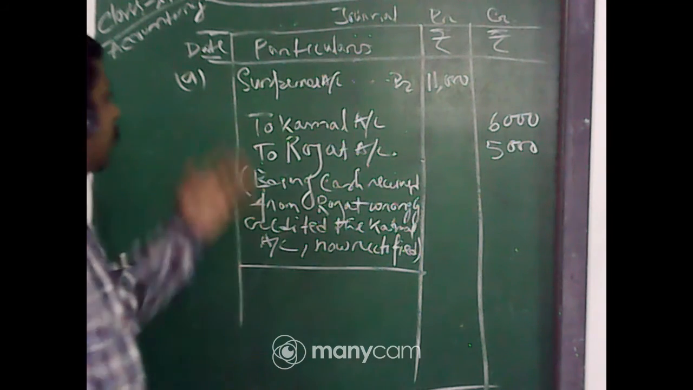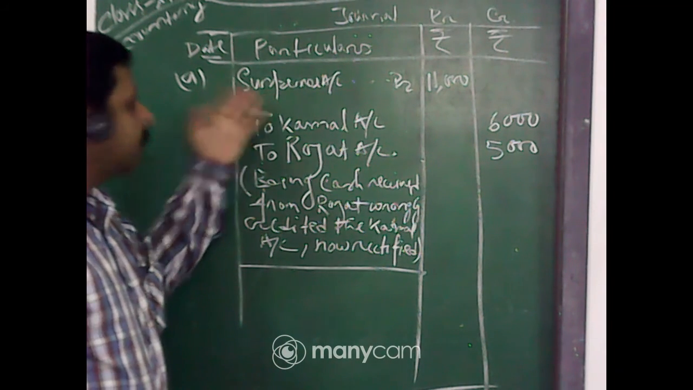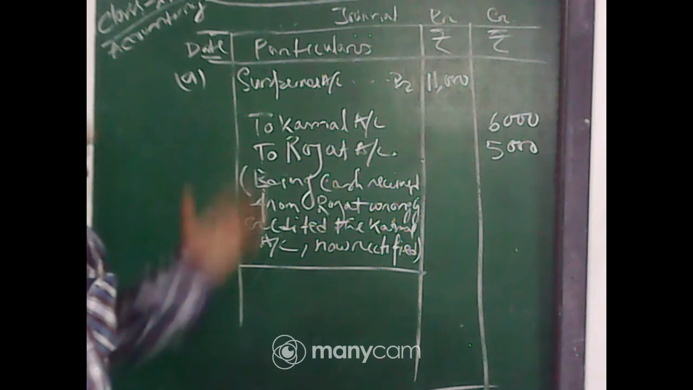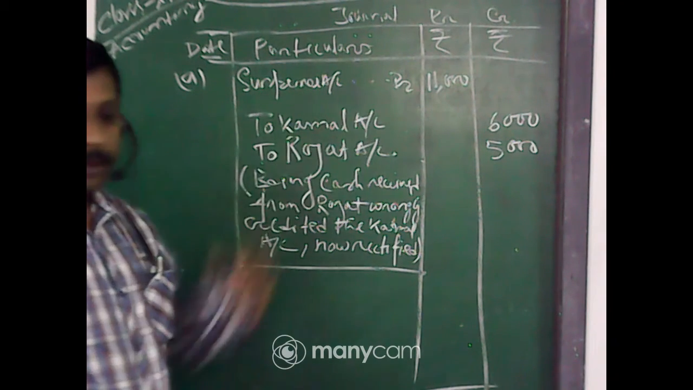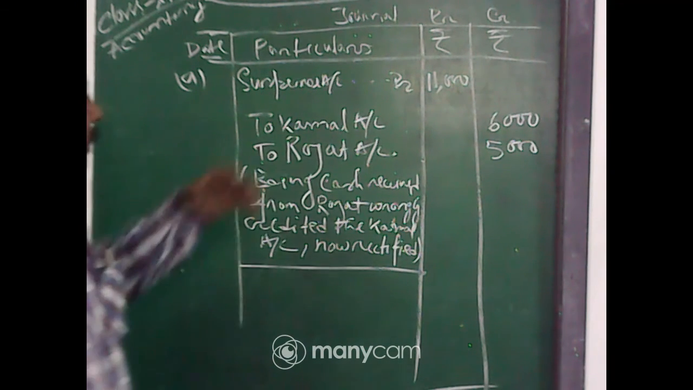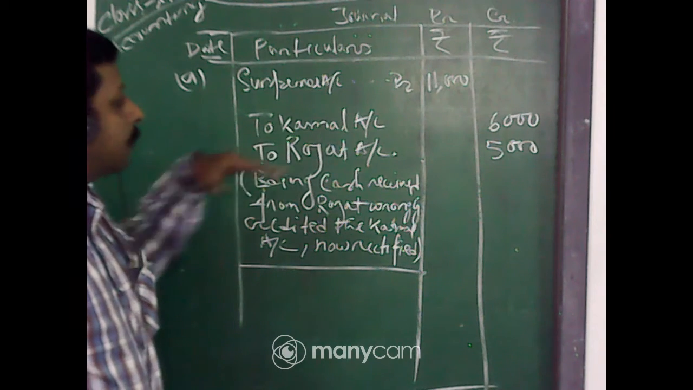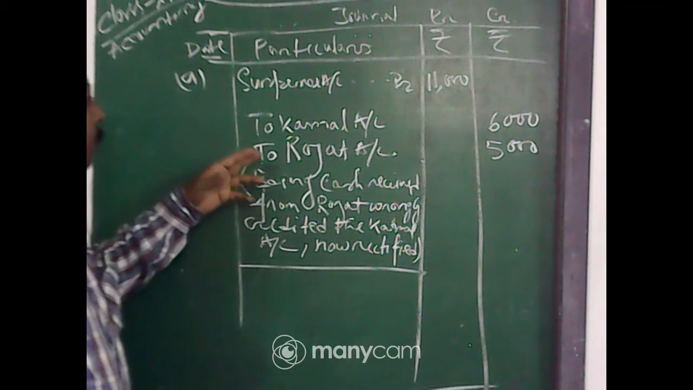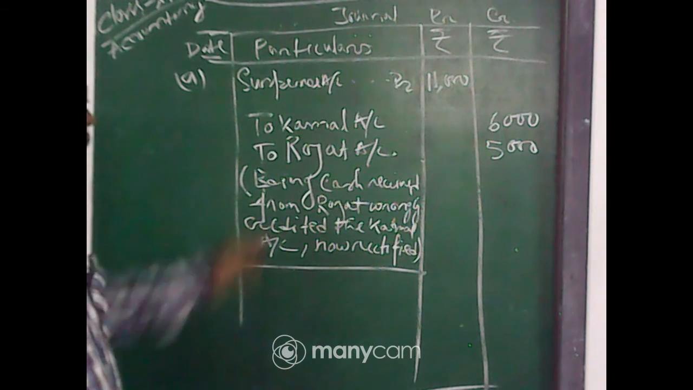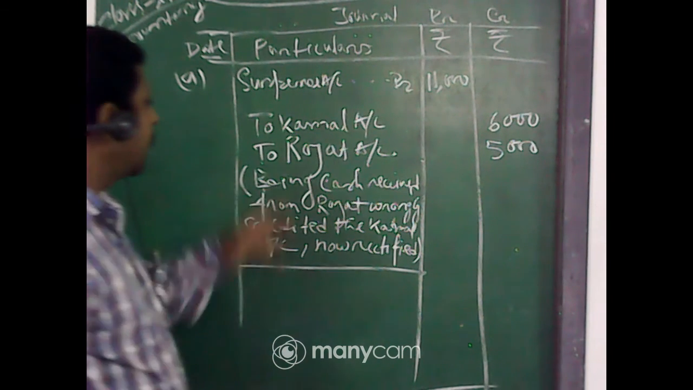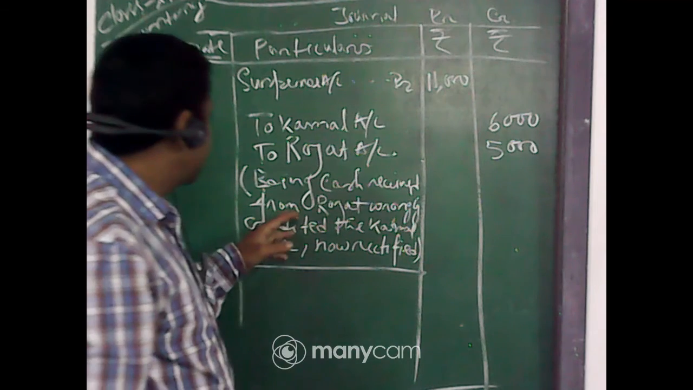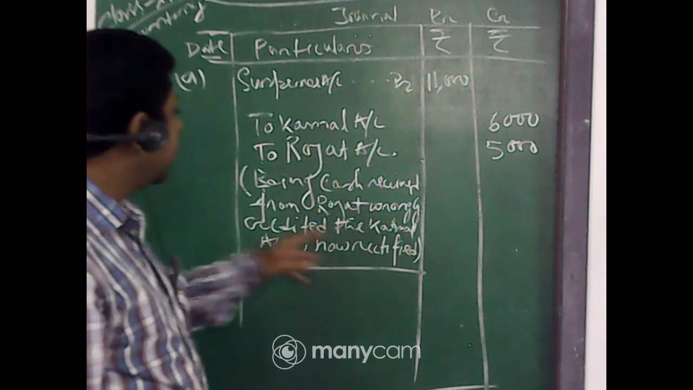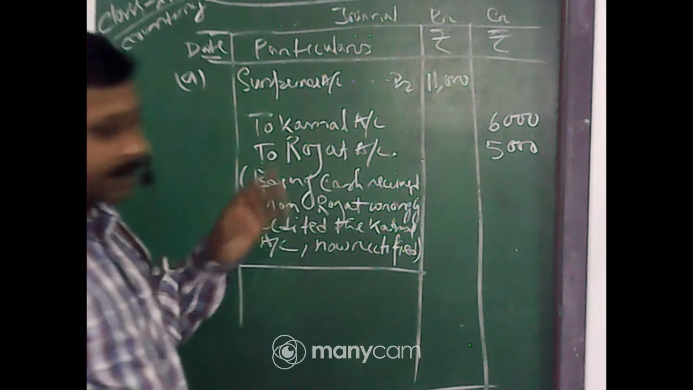Okay, so whenever you are not finding any account, you just write the suspense account to make this journal complete. So there is a suspense account debit to Kamal account, to Rajat account, and what will be the narration? Being cash received from Rajat wrongly credited to Kamal account, now rectified.